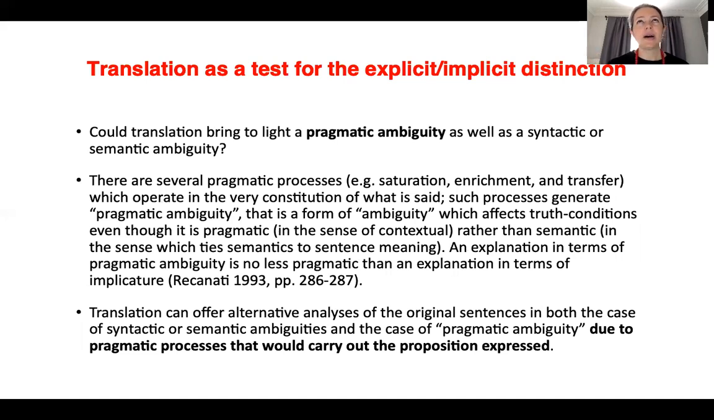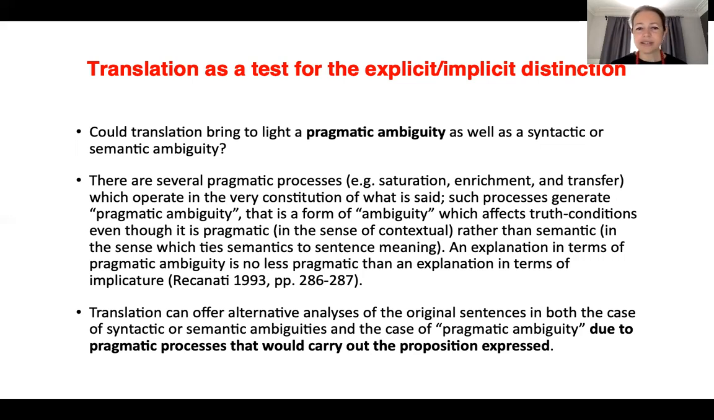So let's go to another way to present translation as a test for the explicit, implicit meaning distinction. Let's ask whether translation could bring to light a pragmatic ambiguity, as well as a syntactic or semantic ambiguity. In Recanati's view, there are several pragmatic processes, saturation, enrichment, transfer, which operate in the very constitution of what is said. Such processes generate pragmatic ambiguity, a form of ambiguity which affects truth conditions, even though it is pragmatic in the sense of contextual rather than semantic, in the sense which ties semantics to sentence meaning. An explanation in terms of pragmatic ambiguity is no less pragmatic than an explanation in terms of implicature.